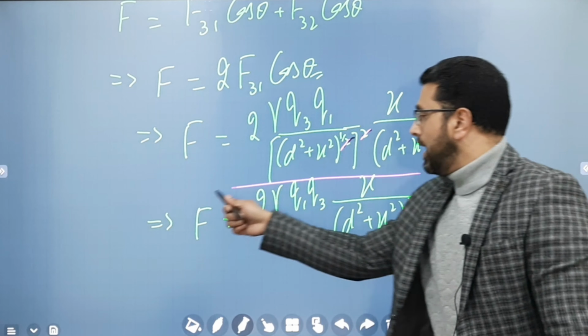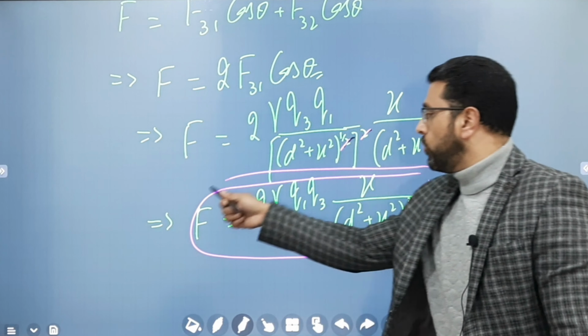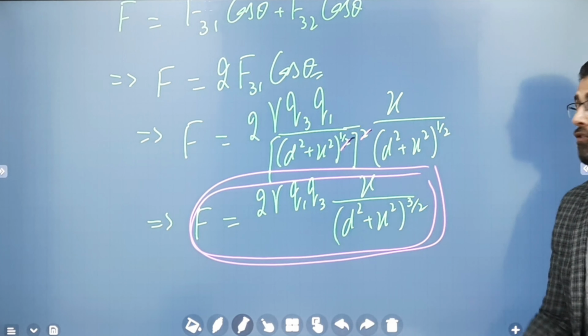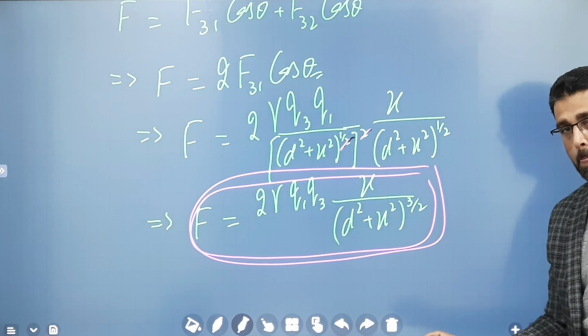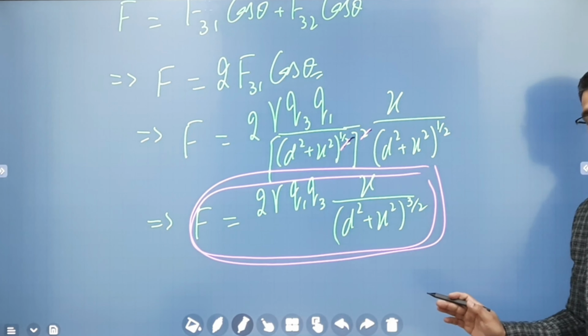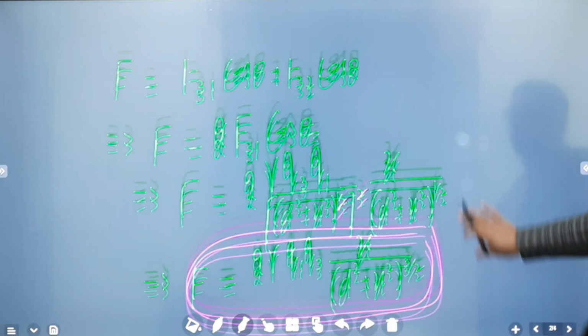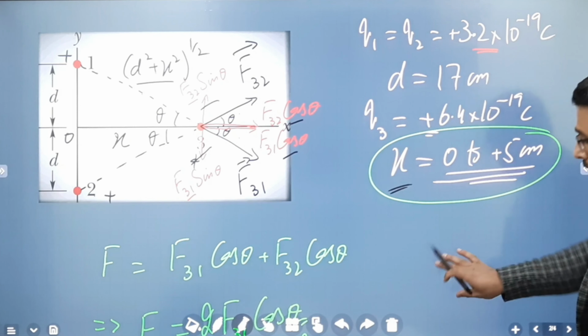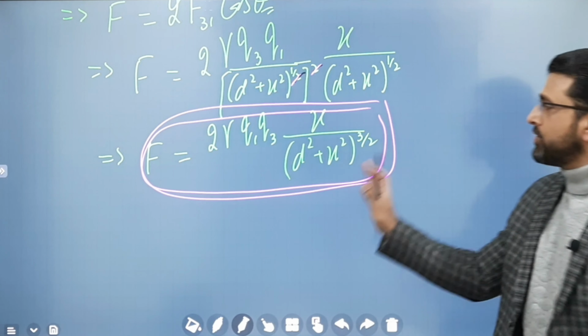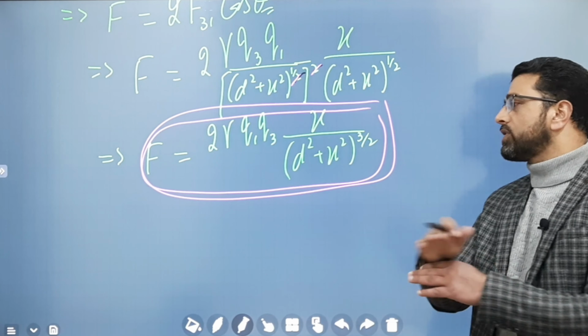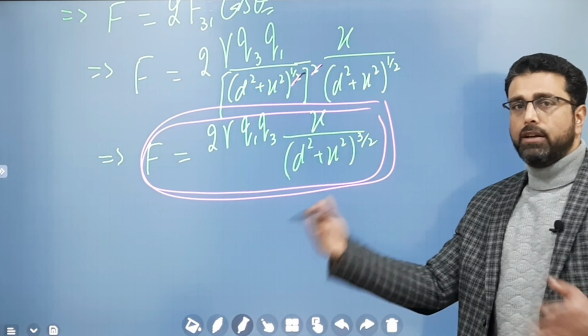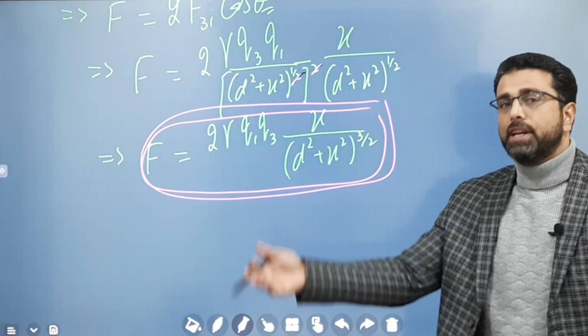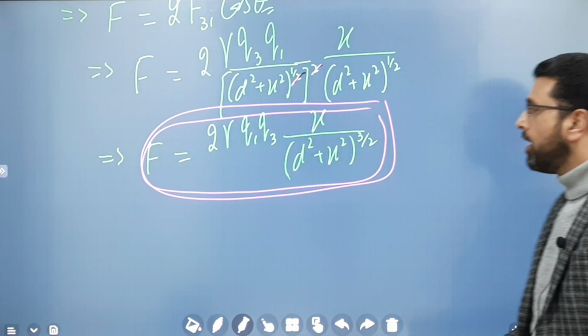So this is our equation for the net force on particle 3, for any value of x. Ultimately, we have to talk about this range here, 0 to plus 5. But while deriving this equation, we are not considering any particular range for x. We are just considering any value of x. That x can be positive, negative, greater than 5, less than 5, whatever.